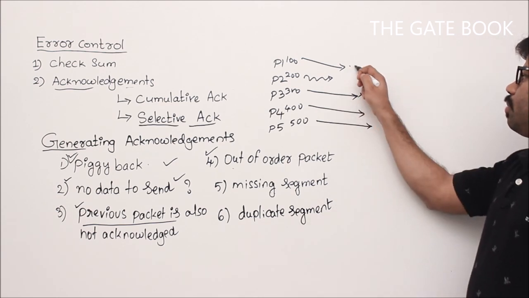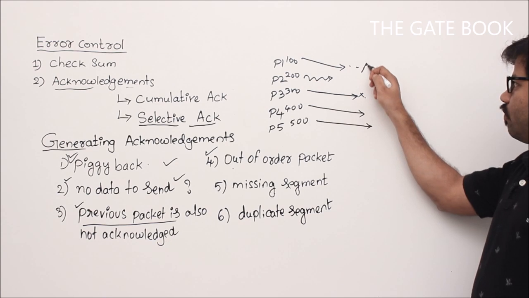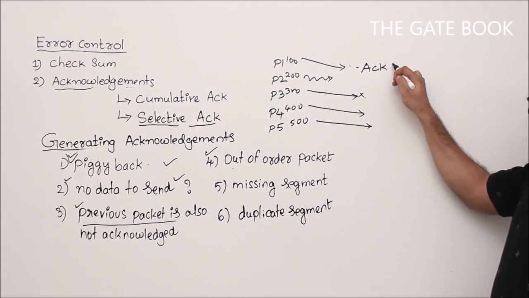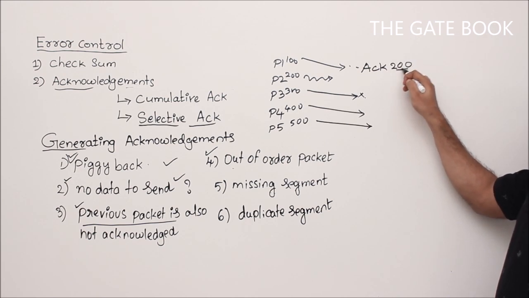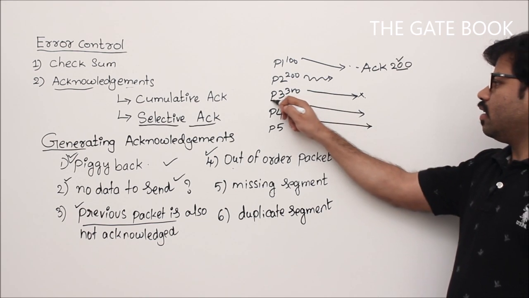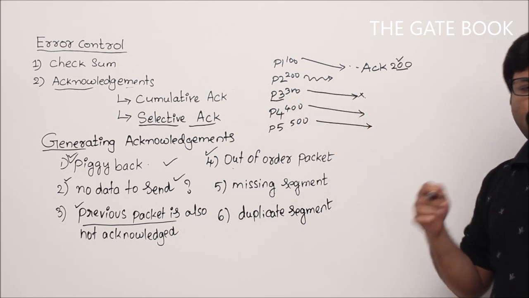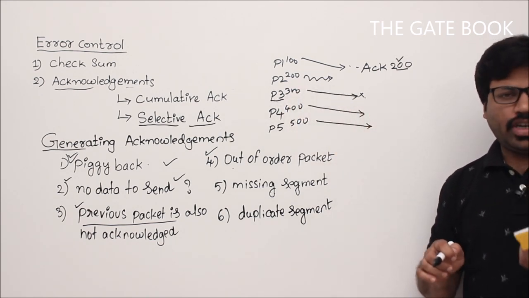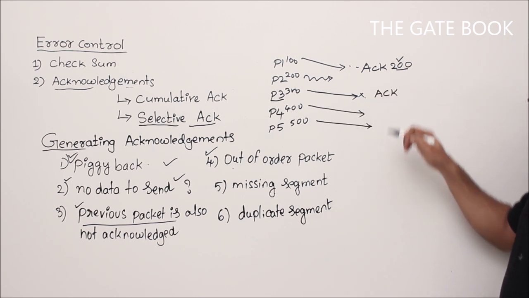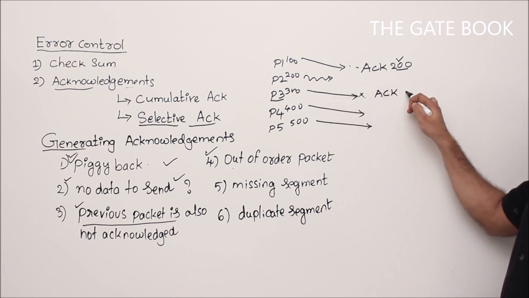Okay. Now whenever P1 comes, if the receiver sends an acknowledgement, what would that be? That would be ACK 200. That means we are expecting a packet with 200 sequence number. Then if P3 comes, it is out of order. What to do? Should I keep quiet or should I do anything? You have to send, that means the receiver should send ACK with the expected sequence number 200.